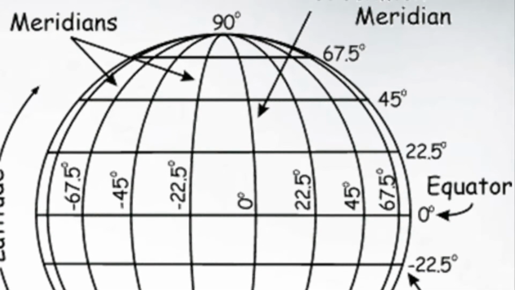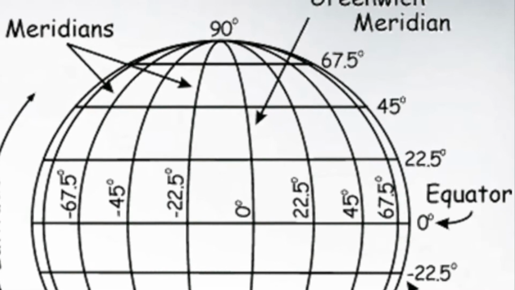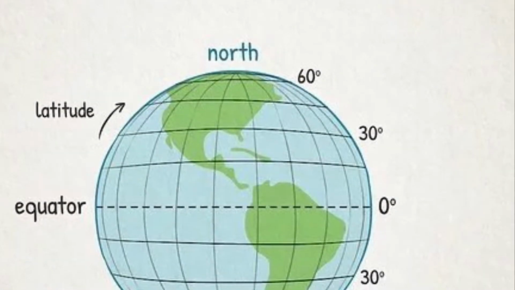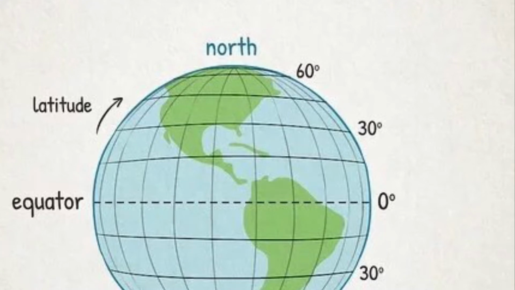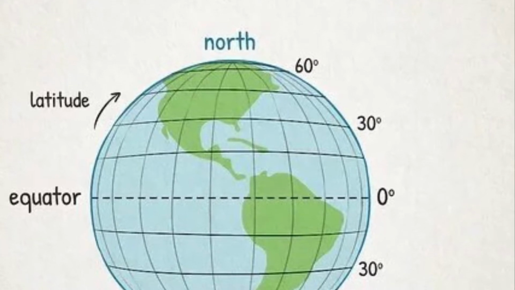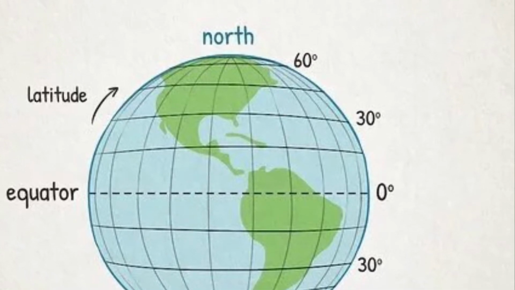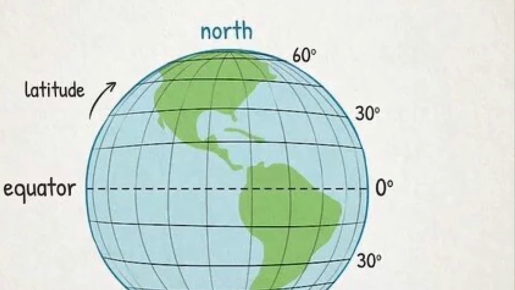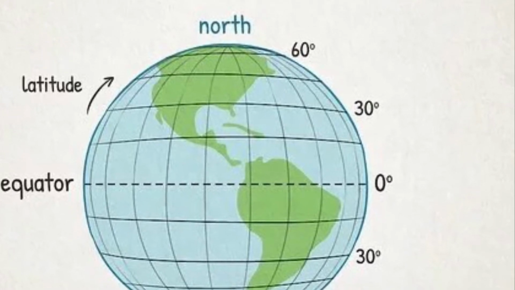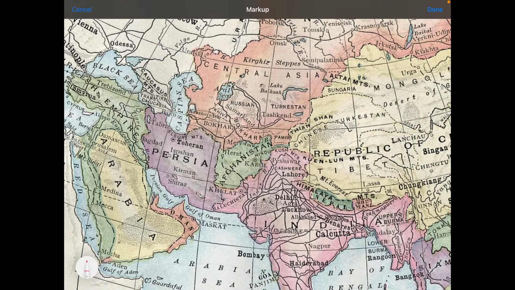These lines of longitude also determine time zones, and you can see that these lines wrap around the Earth to form a grid, and locations can be found by using degrees of latitude and degrees of longitude. So let's see how lines of longitude and latitude help us find places on an atlas.